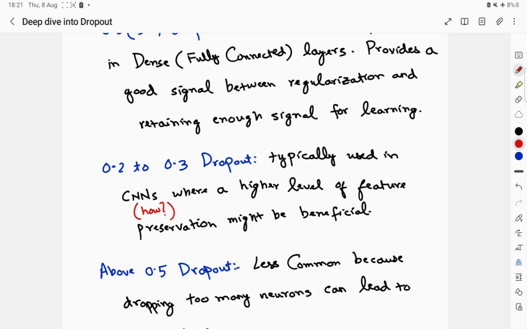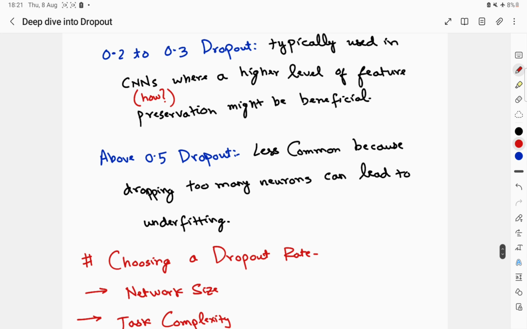But 0.2 to 0.3 dropout is typically used in CNNs, where a higher level of feature preservation might be beneficial. And above 0.5, dropout is very less common, and it's rather rare, I would say, because dropping too many neurons can lead to underfitting. If you have a very simplistic neural network architecture and you drop out most of the neurons, then essentially you would not be able to learn any of the features in your underlying data. And that's why you would see that above 0.5, dropout is relatively less common and rather a rare phenomenon. So I was talking about dropout in CNN.